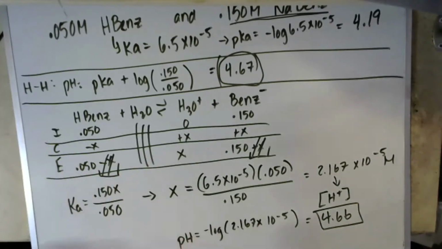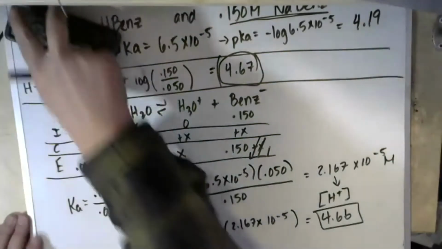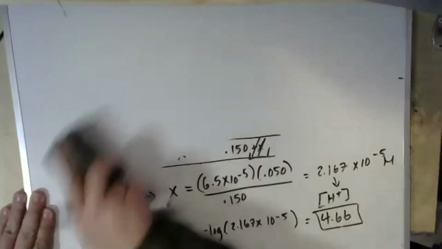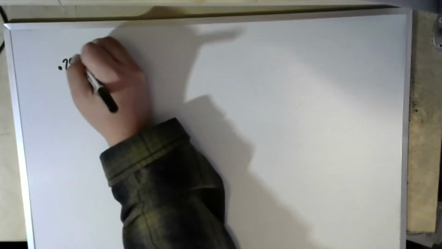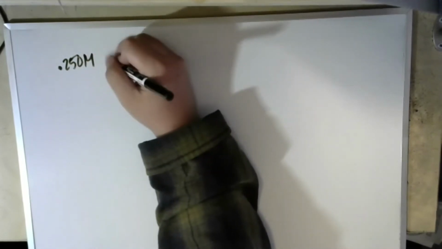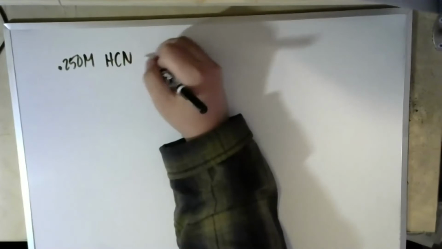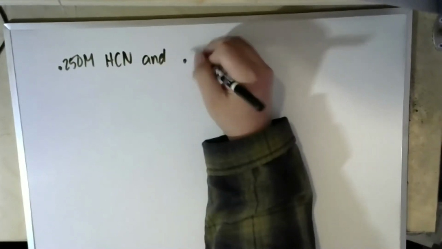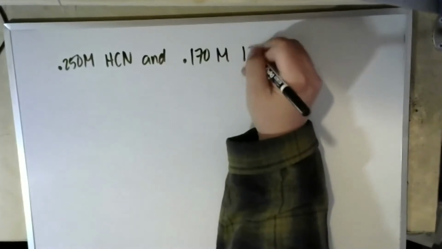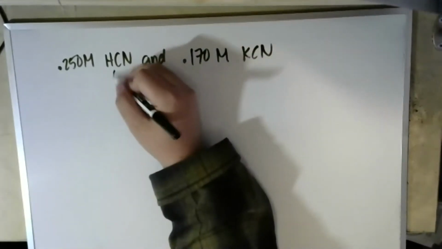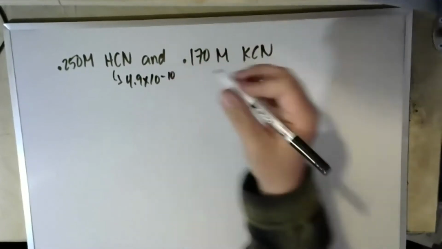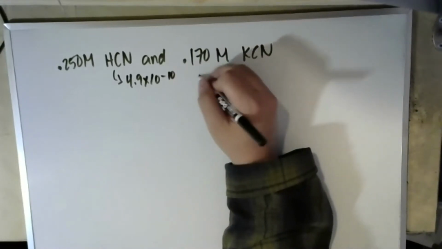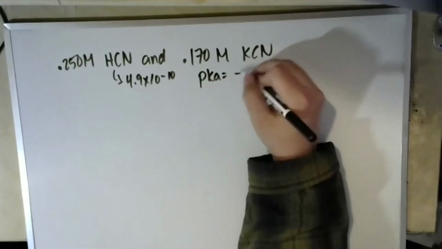Let's go back to the other example they gave us, which was the HCN and the KCN. So here we have 0.250 molar HCN and 0.170 molar KCN, and our HCN has a Ka value of 4.9 times 10 to the negative 10. Again, we'll solve for the pKa right away since we know we're going to need it.